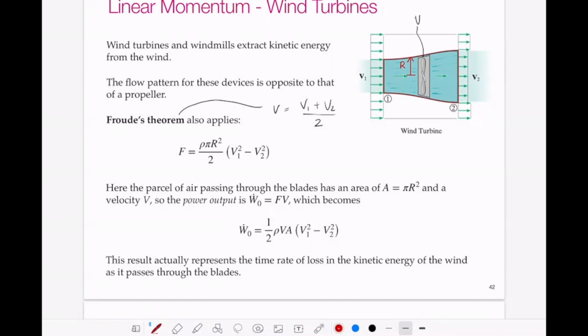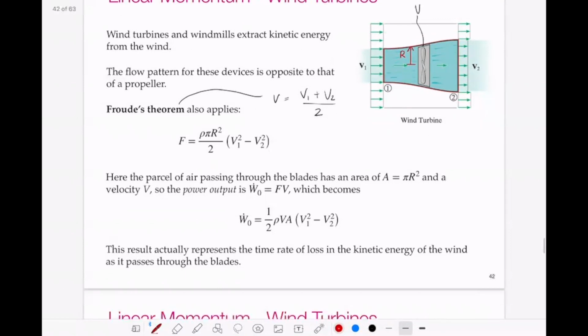So before, when we had a prop, F times V was our power input. Now that's our output power. And if we substitute this back into the equation above, we get our output power is equal to 1/2 rho VA times V1 squared minus V2 squared. So this result, we can think of it as representing the rate of loss of kinetic energy of the wind. So if we are harnessing the kinetic energy of the wind, the rate that the kinetic energy is being lost by the wind as it passes through the blades will be the rate of the work output from the system.